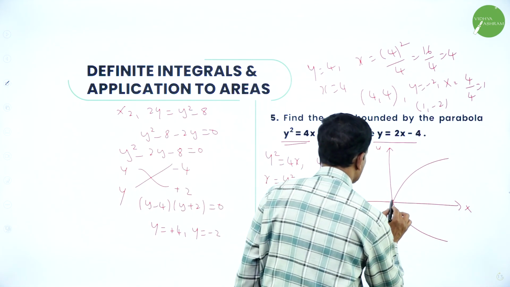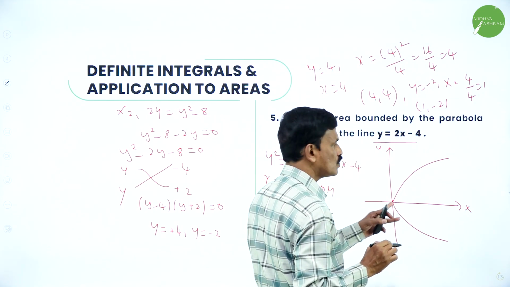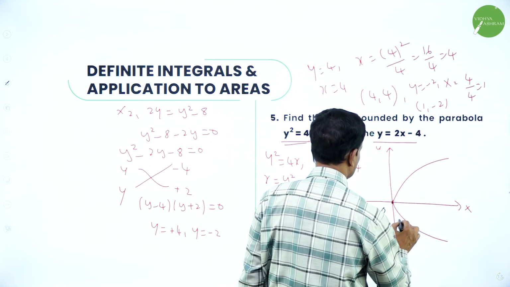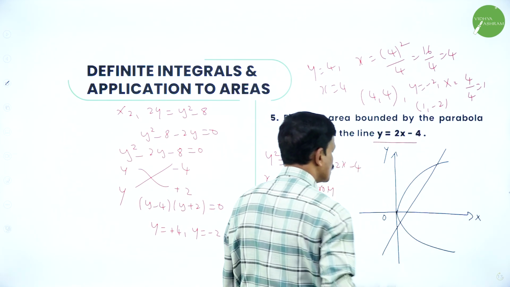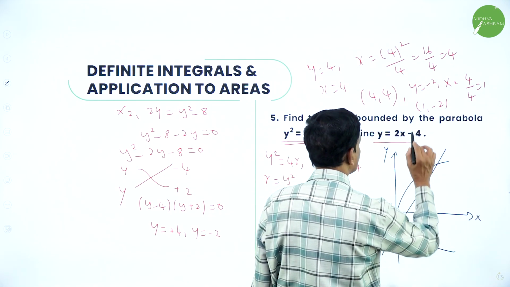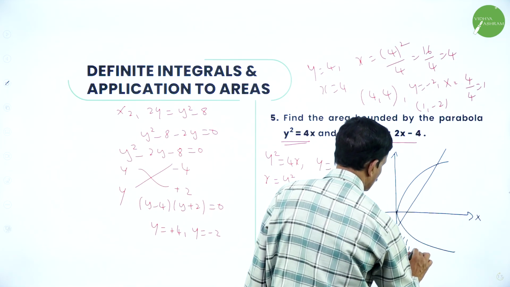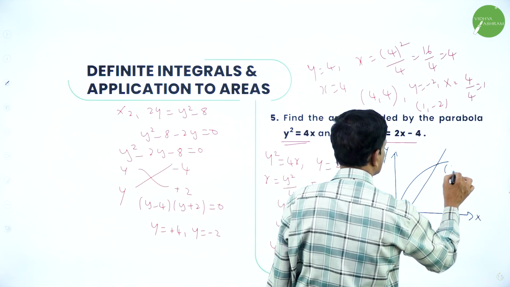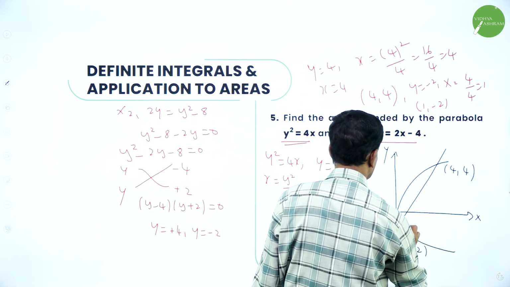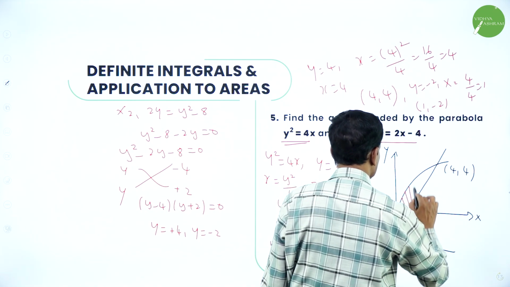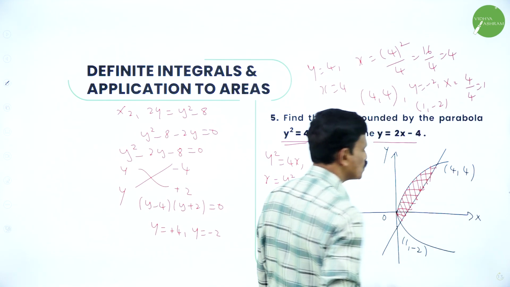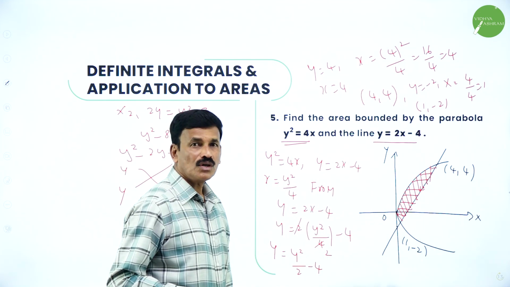When x is equal to 1, y is equal to minus 2, and the curve will be like this. See here, what are the points we got? One point is (1, minus 2). Another point is when x is 4, y is 4. So what is required is the area of this shaded portion. This is to be determined. That's it.